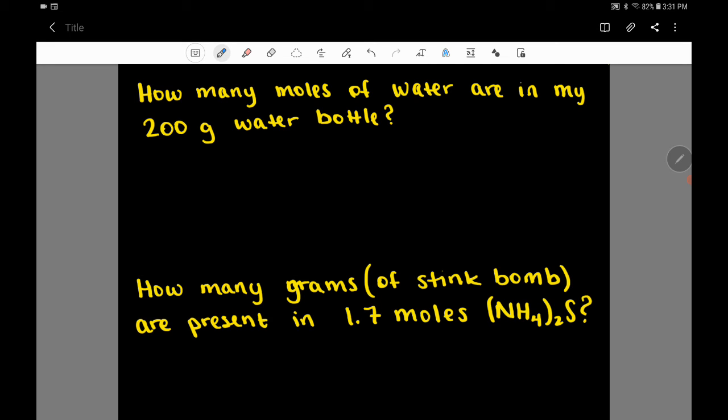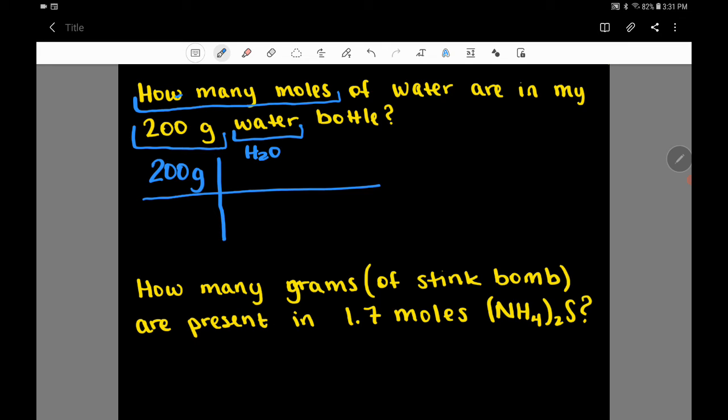For any of these conversions, we can remember back to the triangle method that we discussed earlier and use those formulas, or you can always start with the given, which is 200 grams in this case. We know that this is water, so the formula is H2O. Whenever we're going from grams to moles or moles to grams, the next step is to use our molar mass from the periodic table of the elements. We already figured that out: 18.02 grams of water for every 1 mole of water.